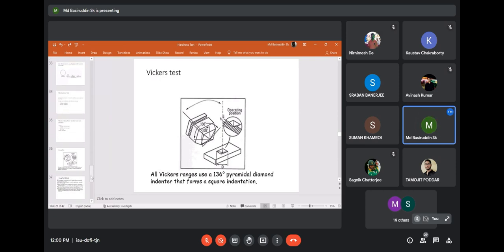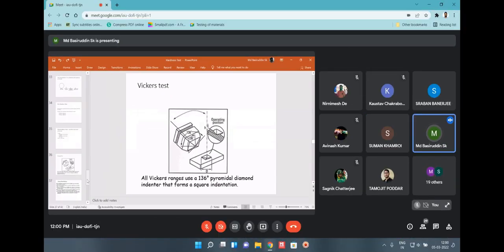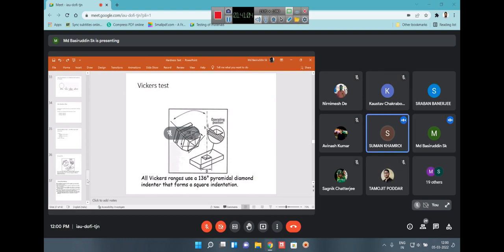Okay, how we can differentiate micro and nano indentation, and what is the basic purpose of going for micro and nano indentation? I will describe all those things, then I will share this particular slide. Okay, sir.